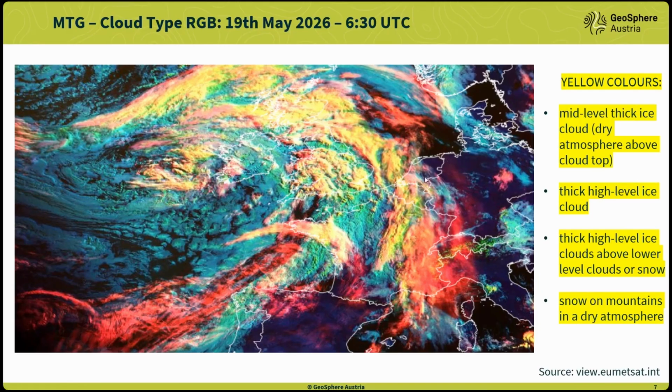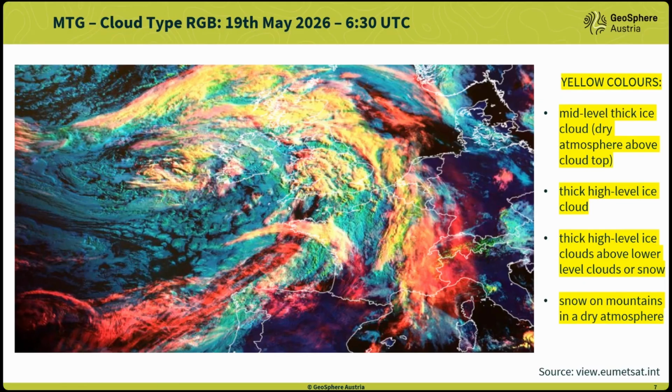You can see them in the northern parts of the image, over middle France. And yellow can also be a sign for thick high-level ice clouds above lower-level clouds of snow. That's what we have seen here in the region of the Bretagne. Or yellow can also mean that it's snow on mountains, but in a dry atmosphere. Because in this image, the snow on the mountains always appears greenish because the atmosphere is moist. But if the atmosphere is dry, it can also be a sign for snow. So it's a quite powerful tool, but you have to know the context.